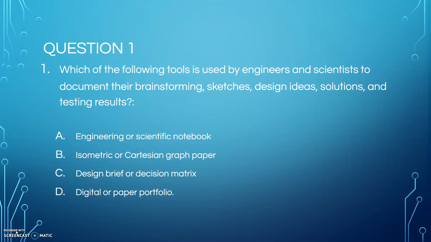Question number 1. Which of the following tools is used by engineers and scientists to document their brainstorming, sketches, design ideas, solutions, and testing results? Is it A, an engineering or scientific notebook, B, isometric or Cartesian graph paper, C, a design brief or decision matrix, or is it D, digital or paper portfolio?